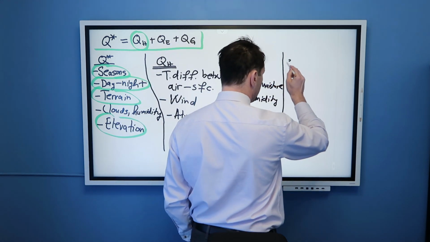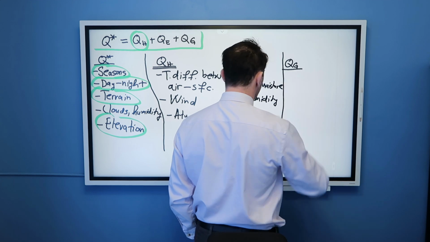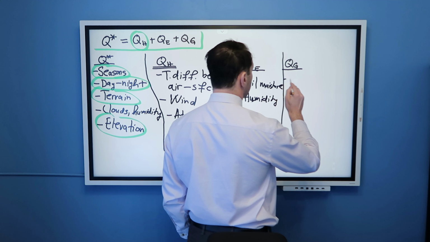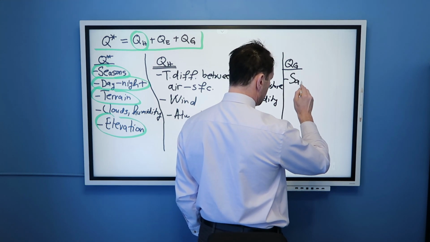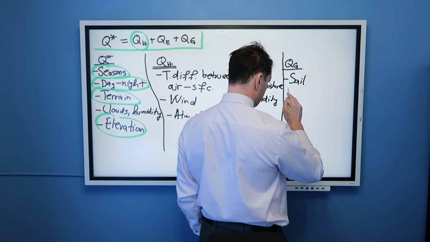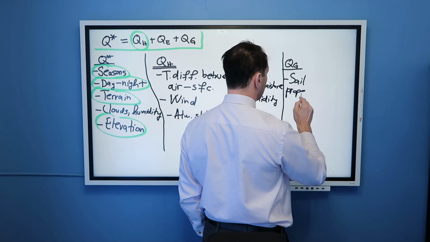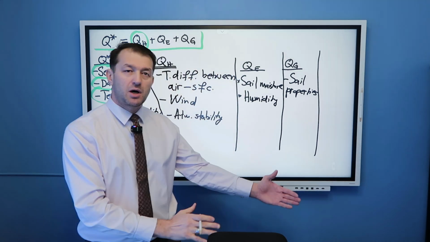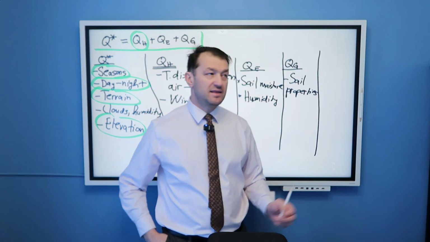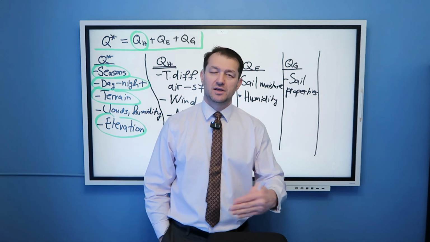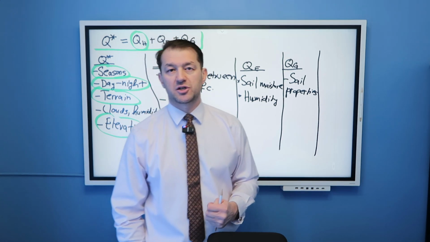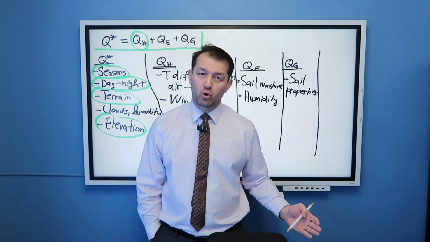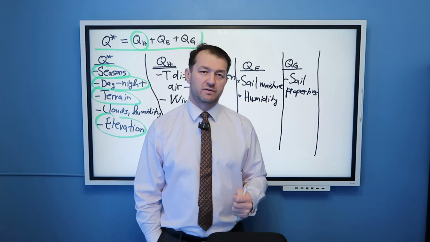The next flux here is QG, flux to the deeper layers of the ground, and this one is particularly affected by soil characteristics, let's say properties. If the thermal conductivity of soil is very high, then this flux will be large, as we studied in chapter 2 in the lecture on conduction of heat. If the soil is a very poor conductor of heat, then this will be very small.